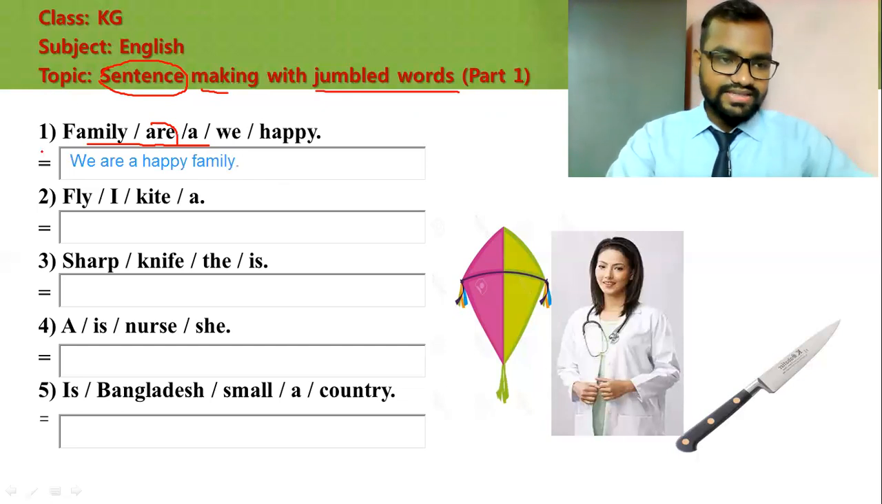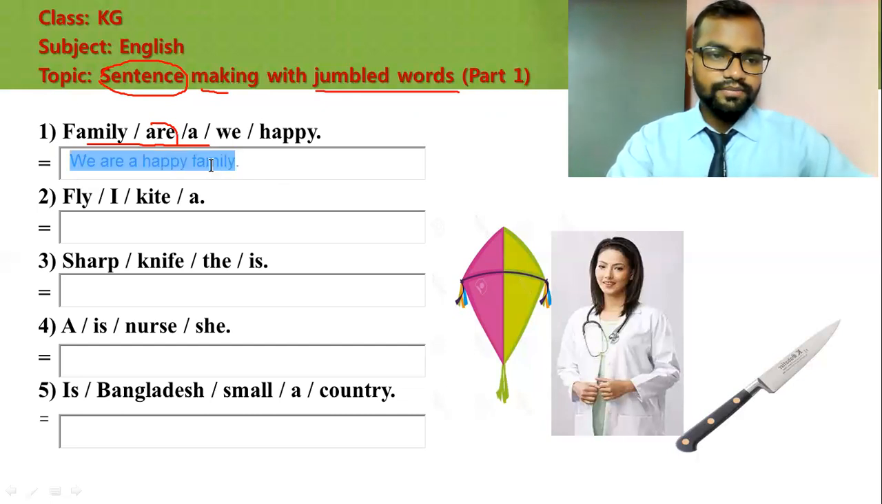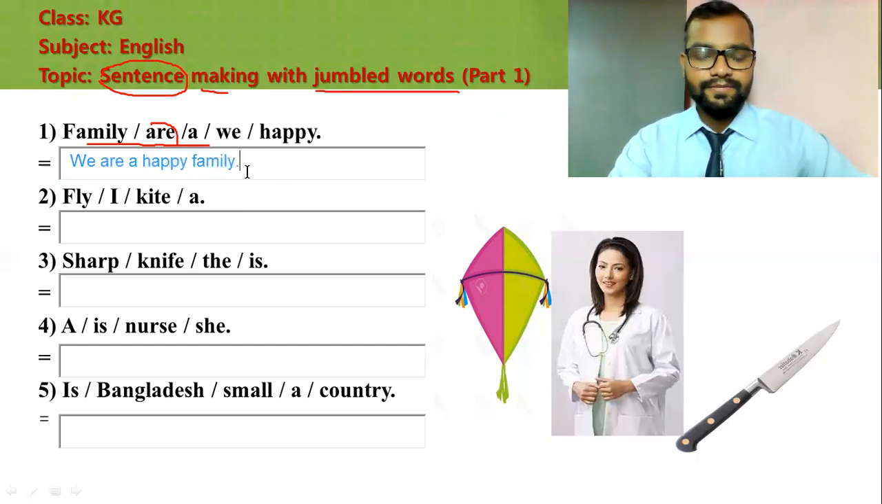Now, take a look at this sentence: "We are a happy family," right? And after you read it, I'm sure it's very clear to you, right? All right. So this is what your duty is. You need to make the meaning clear, arranging the parts of the sentences properly. Let's go to the next one.